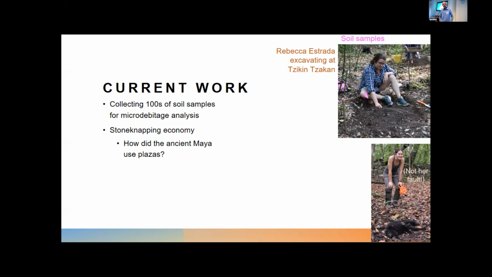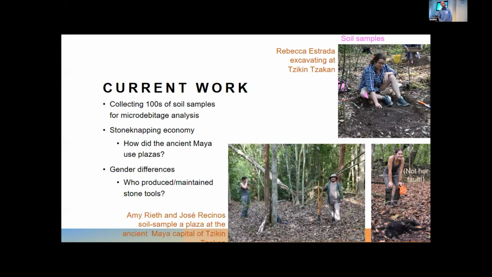So what you see here on the upper right is Rebecca Estrada, my current graduate student. She's, for example, interested in gender differences. This is, again, an interesting aspect. If you ever go to stone knapping events, or knap-ins, as they're called here in Tennessee, you will always be surprised that these are mostly middle-aged to elderly men who sit there knapping. And you always wonder, was that the same thing in the past, that only males would knap stone? And Rebecca is actually interested in that question: can we identify gender differences among stone knappers?